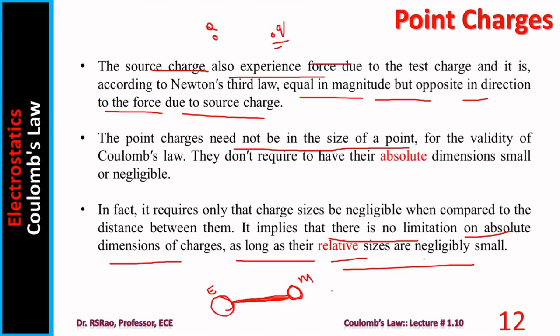Another example: inside the nucleus of an atom there exist protons. Here the protons are almost touching each other side by side. The absolute size of a proton is negligibly small, but the distance between them is also negligibly small. Therefore the relative size of the proton is very high. So you cannot use Coulomb's law to find the repulsion force between protons within a nucleus.